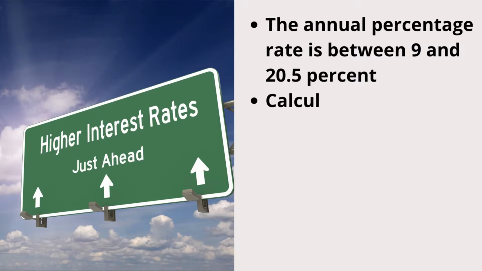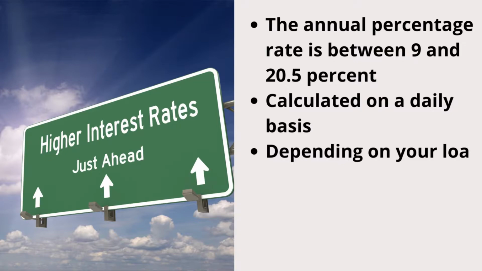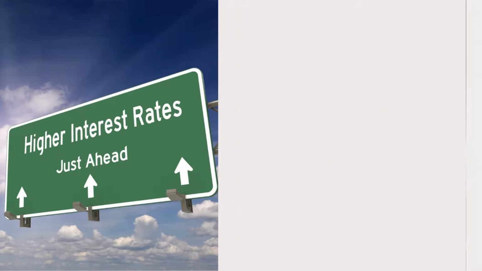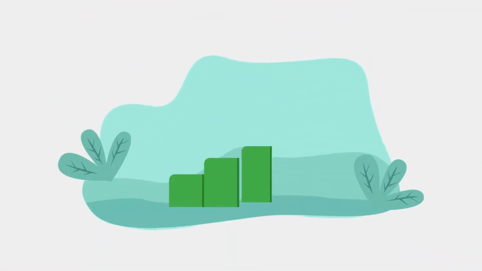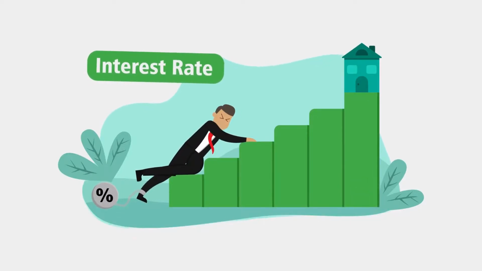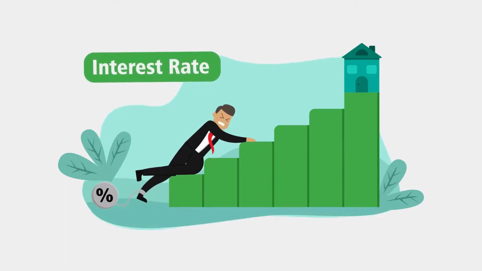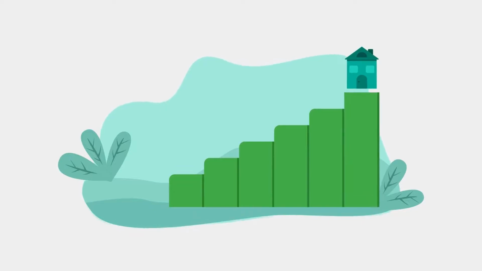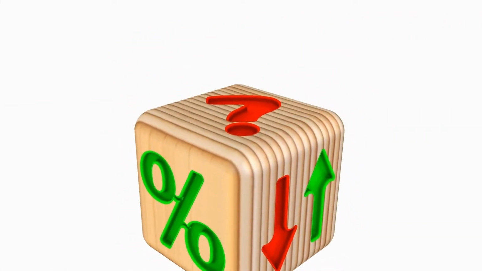Usually the annual percentage rate is between 9 and 20.5%, but credit card interest is actually calculated on a daily basis, depending on your loan agreement. This can be compounded daily or monthly. Compounding means that interest charged on a daily basis is added to your loan amount every day or every month, and then the interest charged in the following month or following day is based on that new balance. 9% is the lowest interest rate you can pay on a credit card compared to the highest rate of 20.5%.